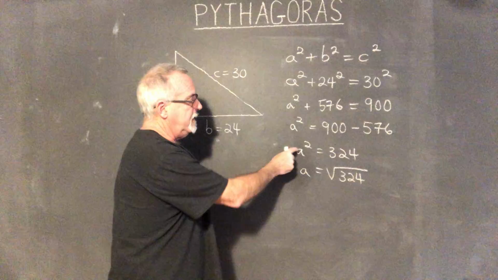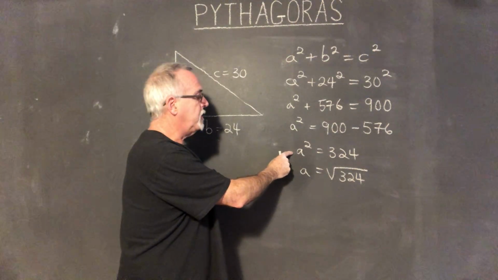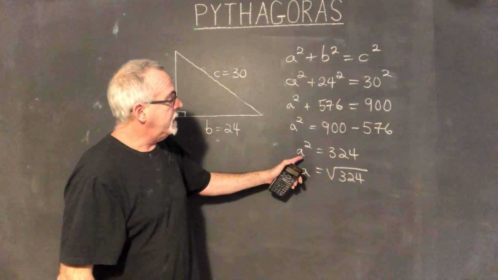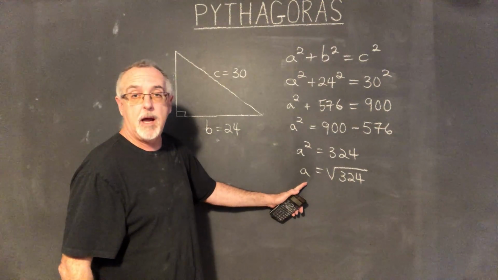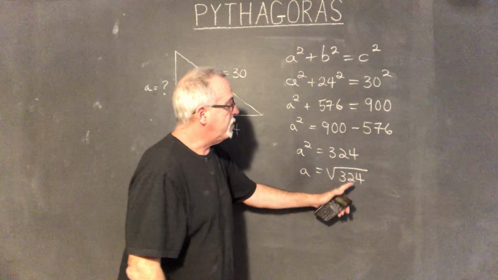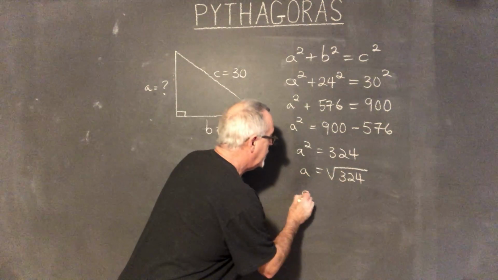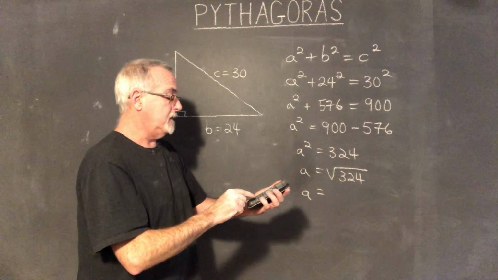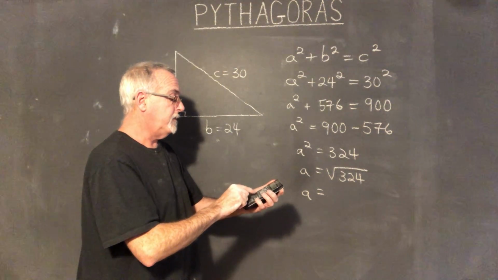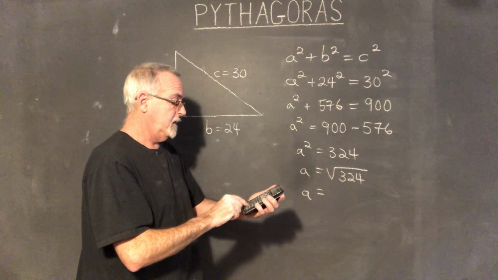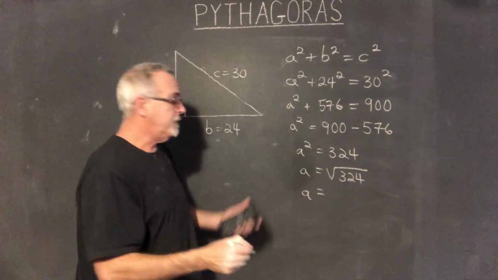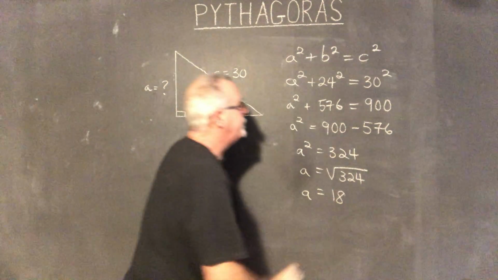Here it's not isolated, it has another A with it. They're being multiplied by each other. But I can square root A squared and that will give me A. And I can square root 324, and that will tell me how long A is. So the square root of 324 is 18. A is equal to 18.